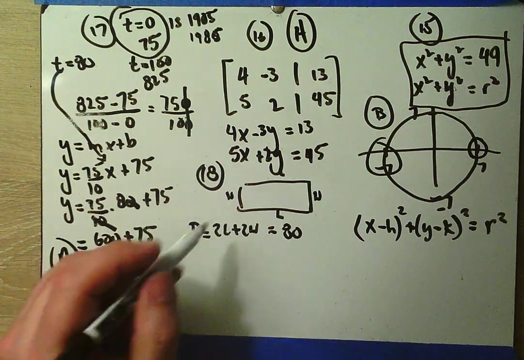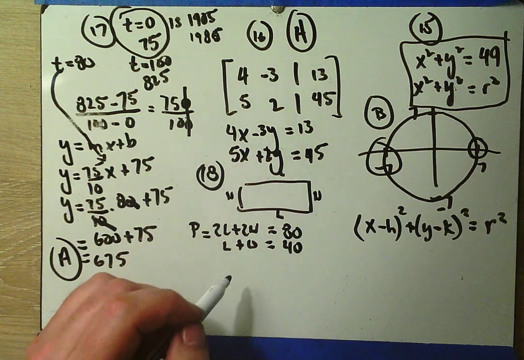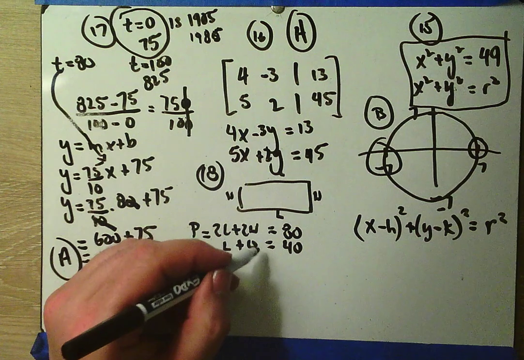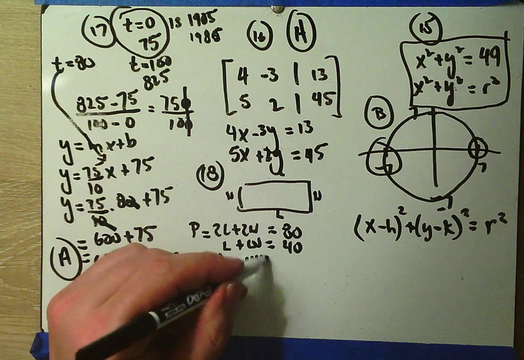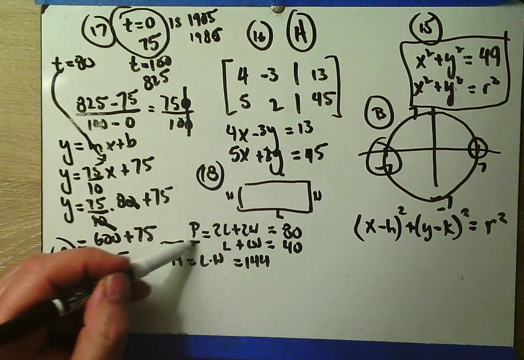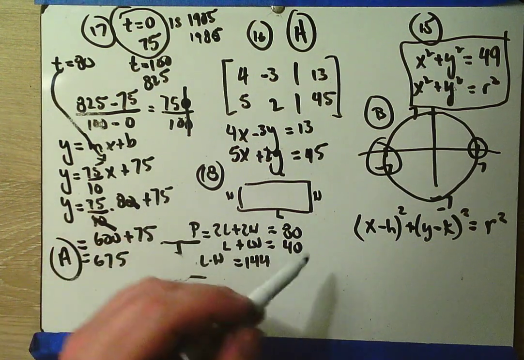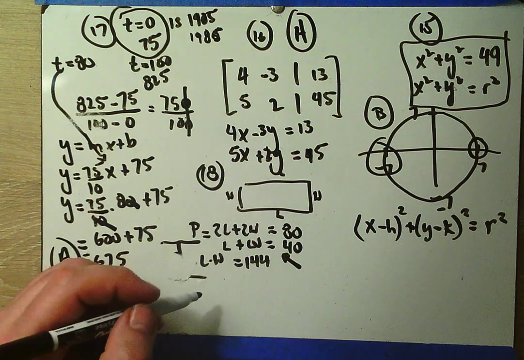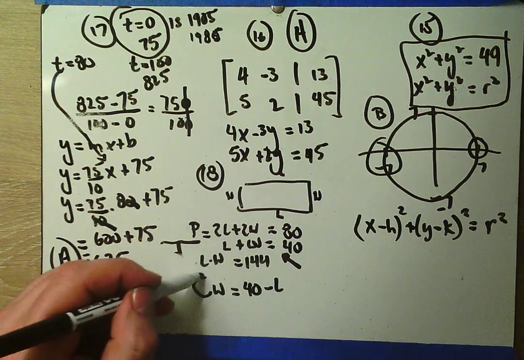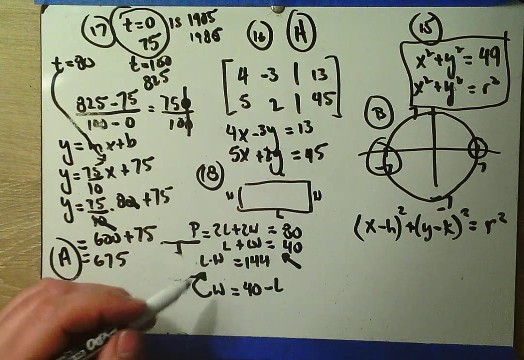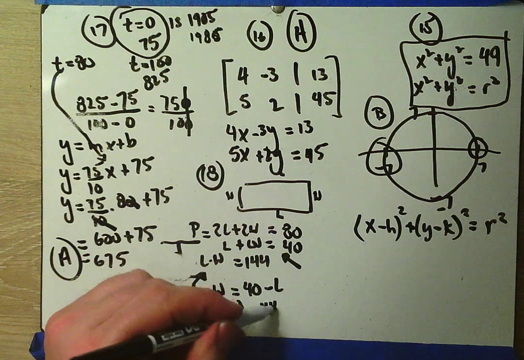I'm going to divide everything here by 2 to make this a little easier to work with. We also know that the area is 144. So area is length times width, and that's 144. In Chapter 7, we talked about solving systems of equations like this one. I recommend substitution here. I'm going to solve that first equation for one of the variables, w equals 40 minus L, and then I'm going to plug that in for the w in the second equation. So I'll be looking at L times 40 minus L equals 144.